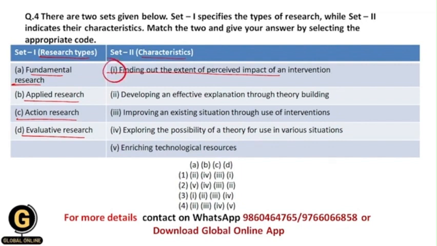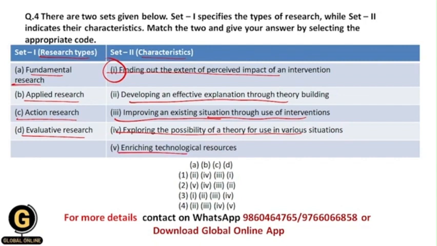Okay, developing an effective explanation through theory building. So basically here you are going to develop a theory, and through this process you are going to provide an effective explanation of your research results. Okay, improving an existing situation through use of interventions. So here, whatever existing situation is in front of you, you are going to only improve that existing situation through the use of different actions, and those actions are nothing but the interventions. Okay, exploring the possibility of a theory for use in various situations. It means that whenever you are doing any research process to solve any research problem, then in that situation you are going to apply some theory or principle or laws, so that you will easily get the results of your research. Okay, and enriching technological resources.